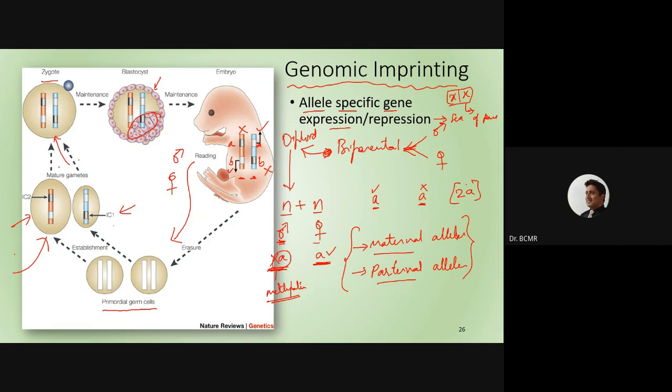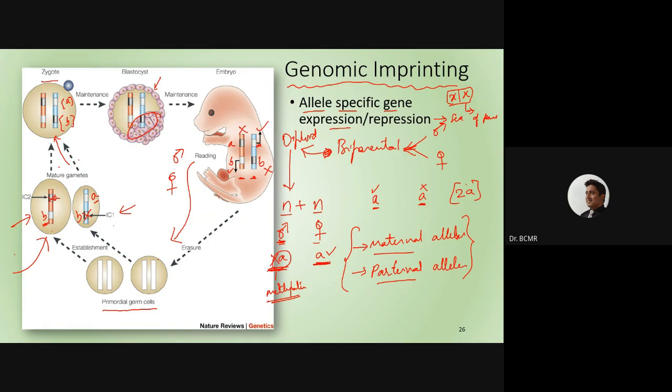And say in one case gene B is repressed, and in this case gene A is repressed. So there will be an expression of gene A from here, and gene B is expressed from this allele. So you only have one copy expressed from A alleles and one from B. There is a balance. This is called genomic imprinting.